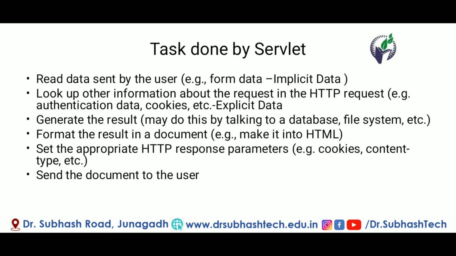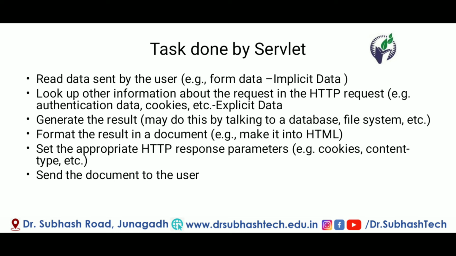So when the request is sent to the server, two types of data are there. One is implicit data and the second one is explicit data. Implicit data contains the user information which is entered manually by the user, while explicit data contains the client information, and it is explicitly attached to the request when the request is sent to the server.